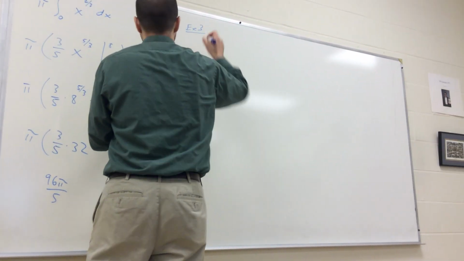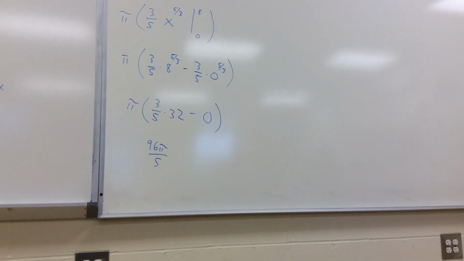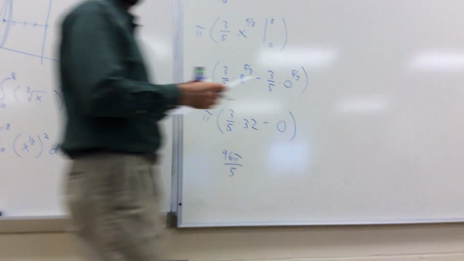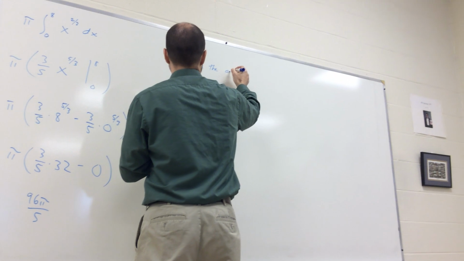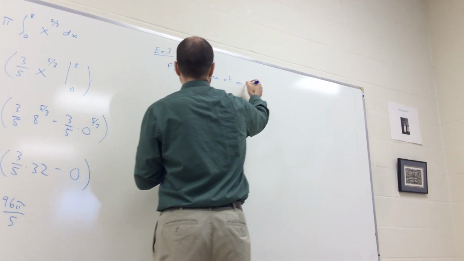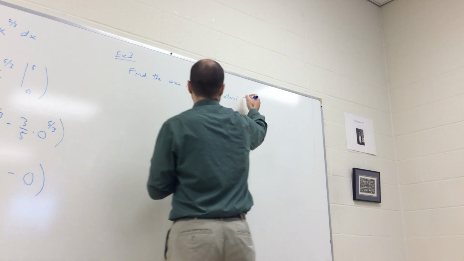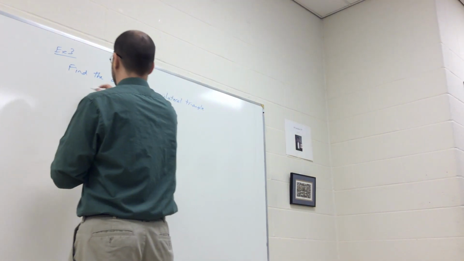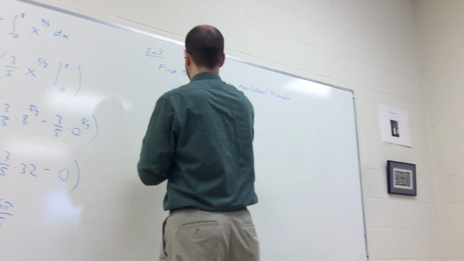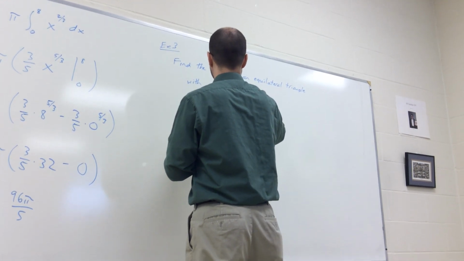Okay, example 3 is really just some geometry help that I know you need. We're going to find the area of an equilateral triangle with S equaling 4 times the square root of x plus 2.